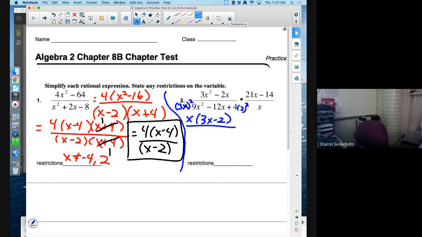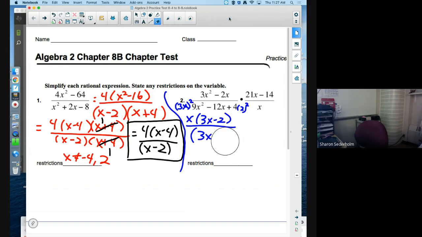So help me out. What's 3x times 2? 6x. Double it. Is that our middle term? It is a perfect square trinomial. So we could write it like that. No, you probably like it as 3x minus 2 times 3x minus 2, right? So either way, it's right. But because you have all of your canceling left to do, you'll probably want to write it 3x minus 2 times 3x minus 2.